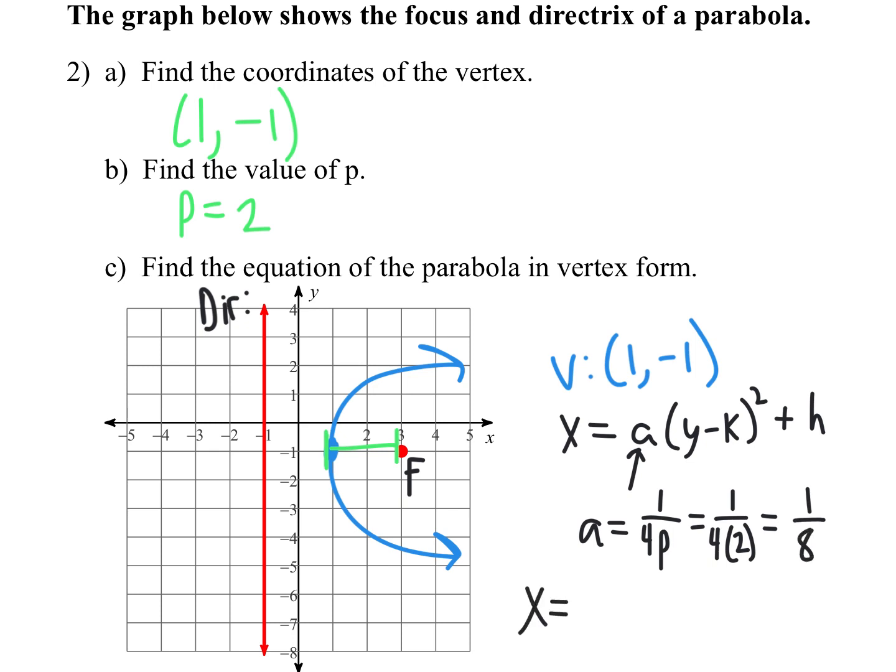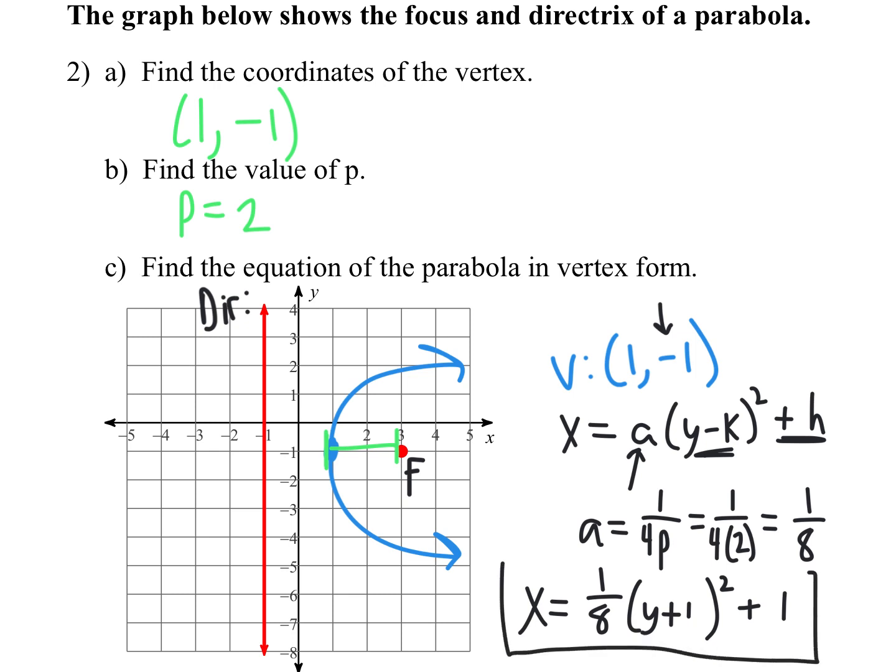So that means the equation of this parabola, it does open to the right, so the a is positive, so +1/8. Okay, and now as far as the y minus k, remember the inside part is always the opposite. So the y coordinate of the vertex is technically -1, but we're going to do the opposite and make it a +1 in there. And then the horizontal, the x coordinate, is actually not the opposite. It actually is +1, so we're going to use a +1 there. So that's going to be the equation of our parabola.